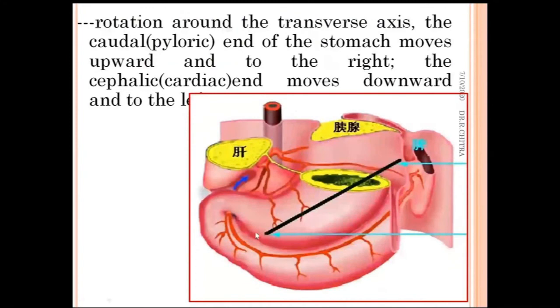And there is one more rotation, around the transverse axis also. The caudal end of the stomach moves upward and to the right, and the cephalic end moves downward and to the left. That causes the curvatures of the stomach, and this pyloric part comes more ventrally and downwards. So the stomach rotates around two axes, the longitudinal axis and the transverse axis. This is the transverse axis, and we have already seen the longitudinal axis.